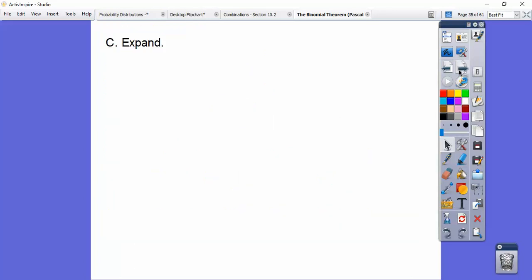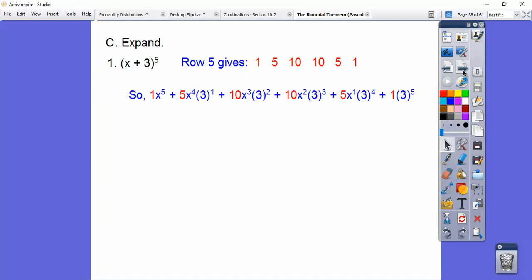Okay, so let's use Pascal's triangle to expand this guy, x plus 3 to the 5th. So we're going to go into row 5 right here. Now, this is our y right here. Row 5 gives these numbers, so it's going to be 1, this guy to the 5th, plus 5, this guy to the 4th, and then 3 to the 1st, plus 10, this guy goes down, this one goes up, and so on. So here we go. Let's go ahead and put that in there. Notice how x goes down from 5 to 4, and then 3 comes into the picture. And notice how these exponents always add to that 5 right there. And we get these red numbers from Pascal's triangle in row 5.